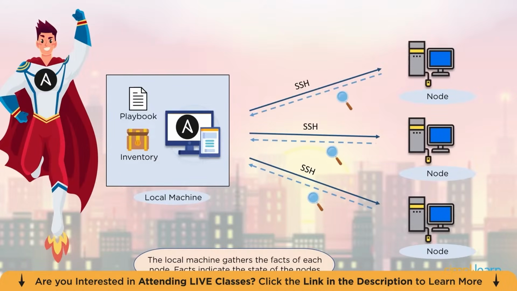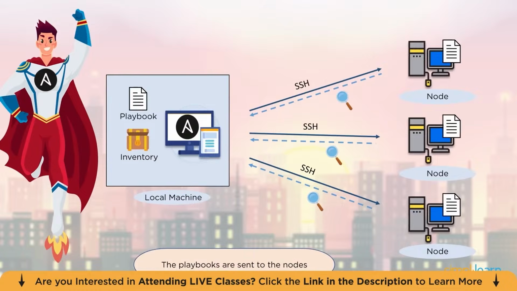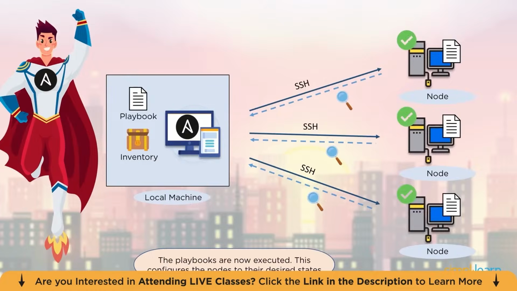This step here is optional but it's always recommended to do so. It's where the facts are collected. So facts are basically the current state of the node. Now all this is collected from the node and sent to the local machine. So when the playbook is executed, the task mentioned in the playbook is compared against the current status of the node and only the changes that are required to be made further are made. And once the playbooks are executed, your nodes are configured to the desired states.